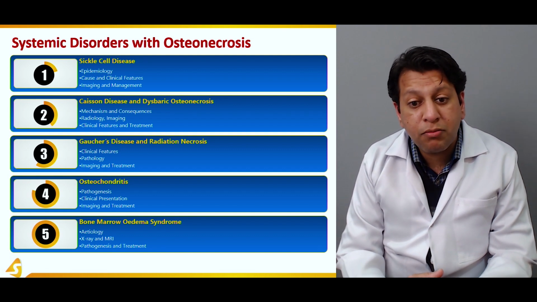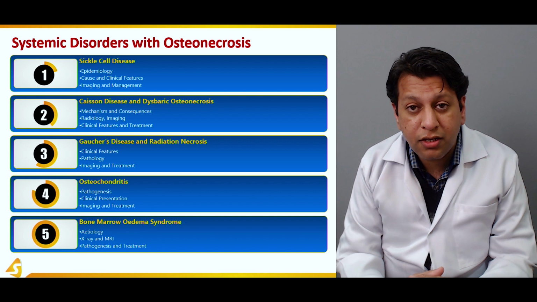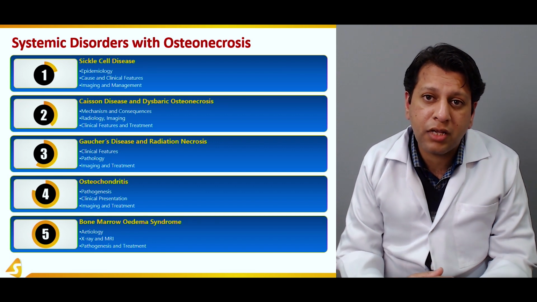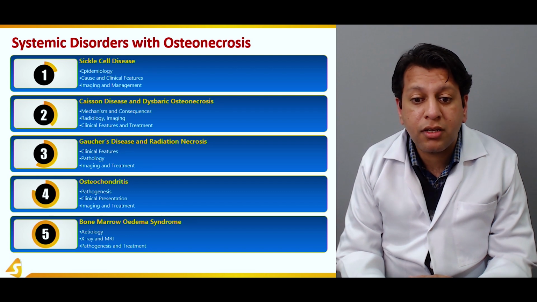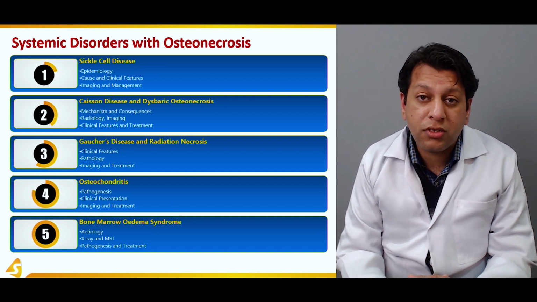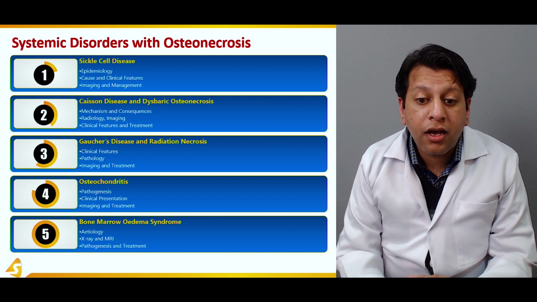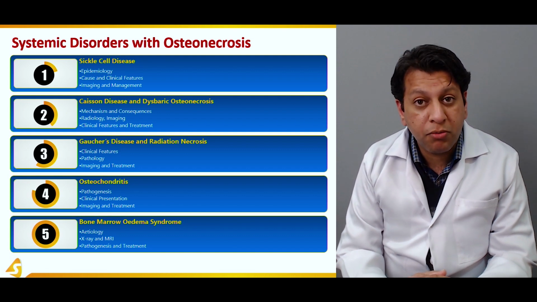Then lastly, we'll be going through osteochondritis dissecans. It usually affects joints such as the elbow and knee, and we'll be briefly going through its pathogenesis, its clinical presentation, and what its treatment is. And last, it would be the bone marrow edema syndrome.